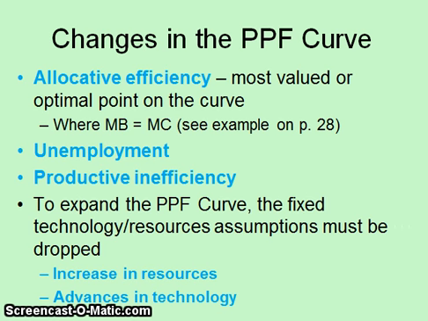Unemployment rates, when the unemployment rate goes up, then you move to a point inside the curve to show that you're not operating efficiently anymore, because you have workers, you have factors of production that are not being used to contribute to the economy when they are unemployed. So that's productive inefficiency.